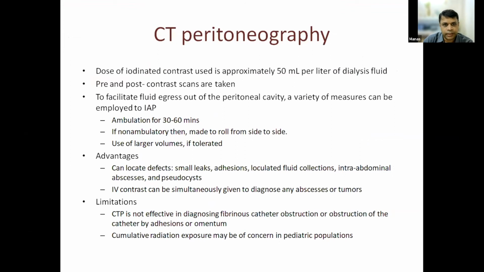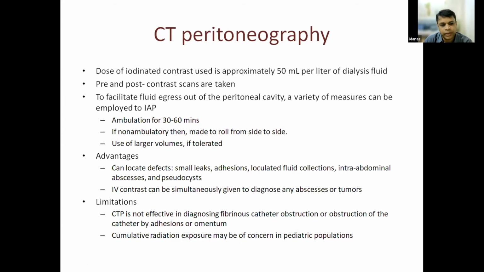For CT peritoneography, the dose of contrast is 50 ml per liter, so almost 100 ml we have to use. Pre-contrast and post-contrast scans are taken, and the patient is asked to ambulate for 60 minutes so that the intra-abdominal pressure increases and some of the contrast goes into the pleural space. If the patient is non-ambulatory, then the patient can be asked to roll from side to side for at least 30 minutes. We can use larger volumes, but we have not used them in any of our patients.